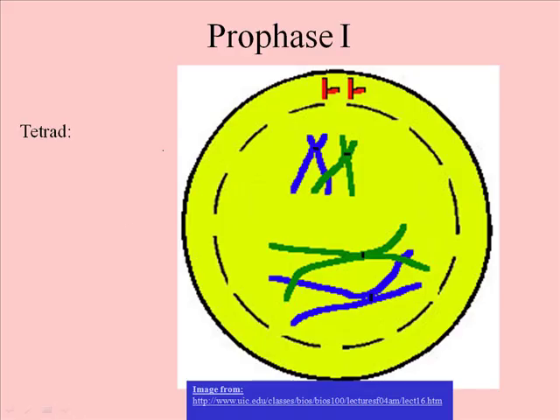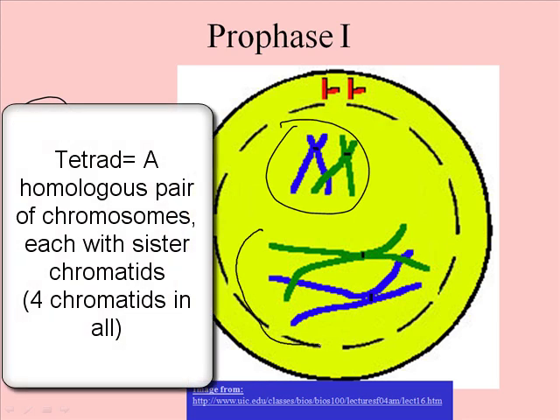So here's the first phase of meiosis, called prophase one. There's one term we wanted to point out to you called a tetrad. And in this cell, there are two tetrads. A tetrad is two homologous chromosomes where each chromosome has already replicated once. And so if we count them, one, two, three, four. There we go. So there's four chromatids.